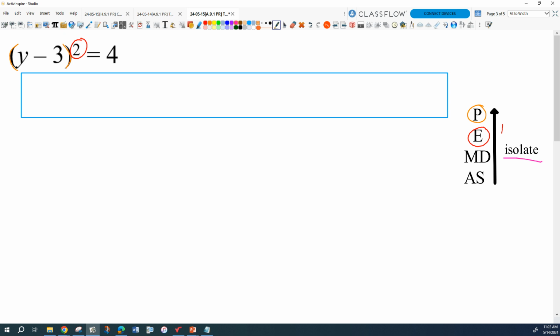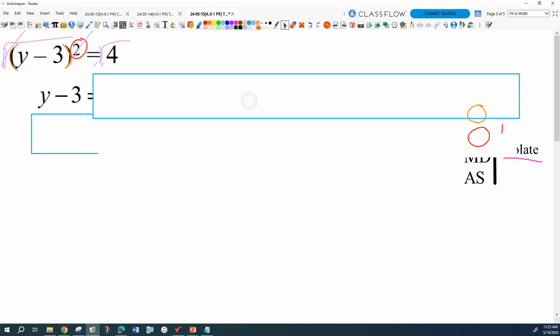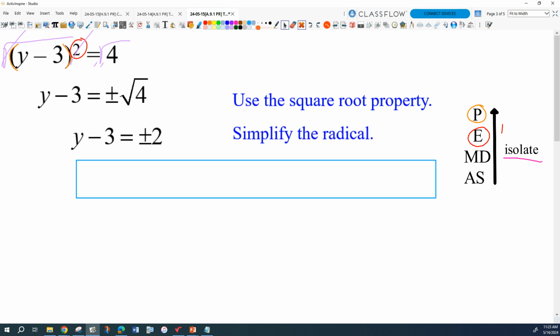Y minus 3, exactly, because look, I'm square rooting, which cancels the square, doesn't it? Right? So on the left side of the equation, I get y minus 3. What do I get on the right side? 2? Plus or minus 2. 2 is incorrect. Plus or minus 2 is correct, right? Plus or minus the square root of 4, which is plus or minus 2, right? Okay, now, what's the last step?